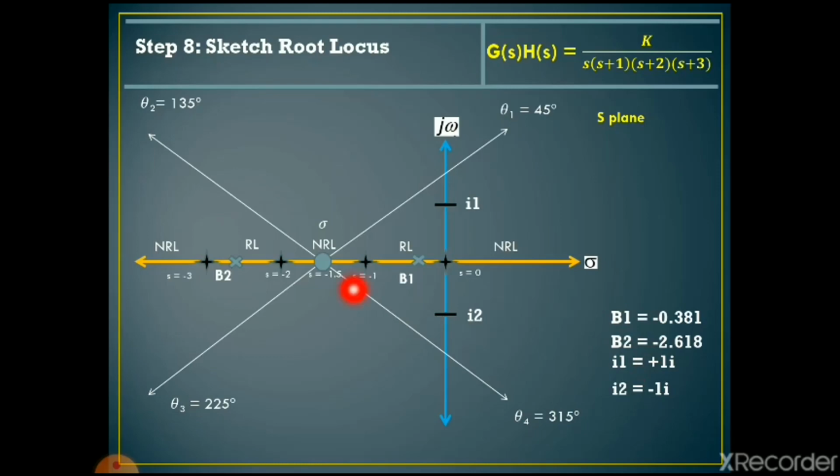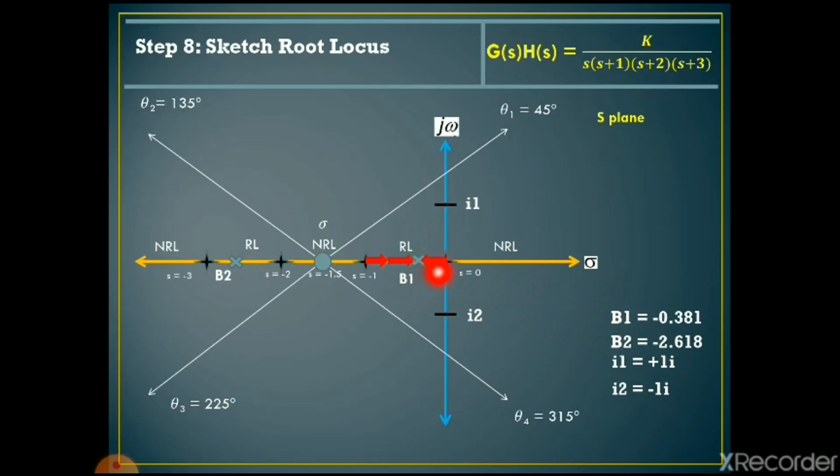So now we will come to the crux of the matter. Now we have to plot the movement of these 4 poles. We will start at the pole s is equal to 0. Again, the pole at s is equal to 0 cannot move towards right. It is a no root locus region. It has to move towards left. Similarly, the pole at s is equal to -1 should move towards right. Since they are moving towards each other, they will meet at a common point, right? And that we have already calculated. It is the breakaway point B1, that is -0.381.